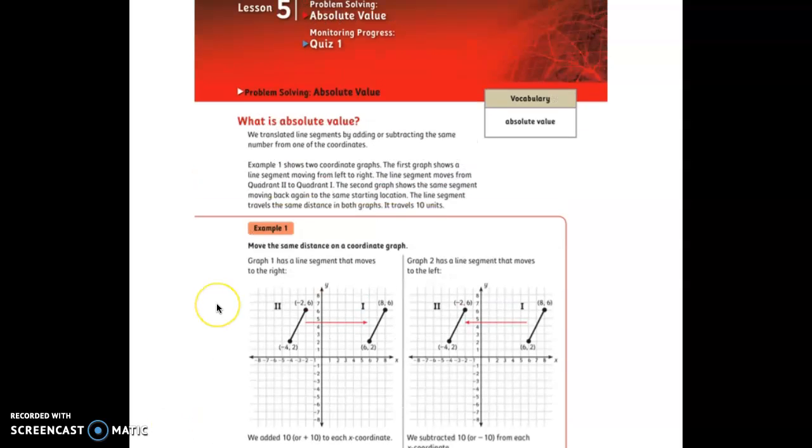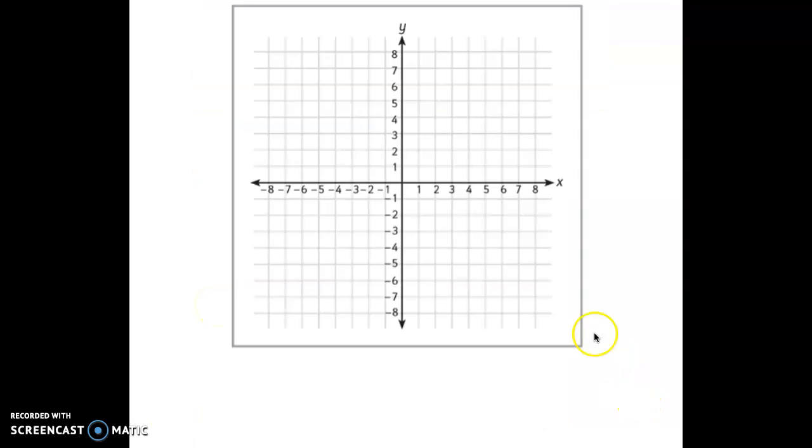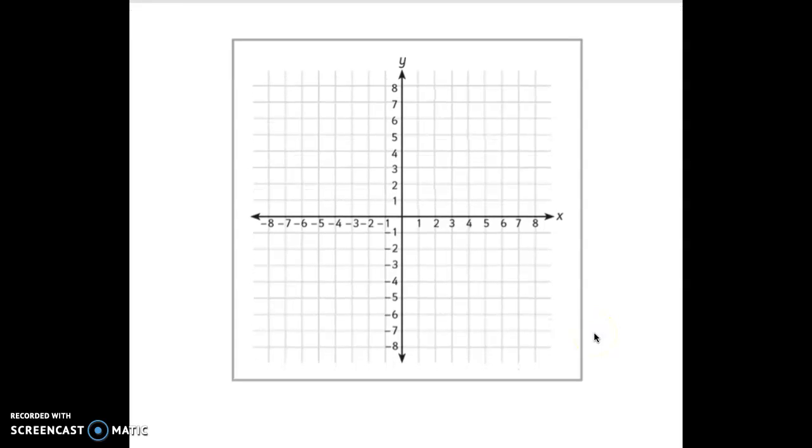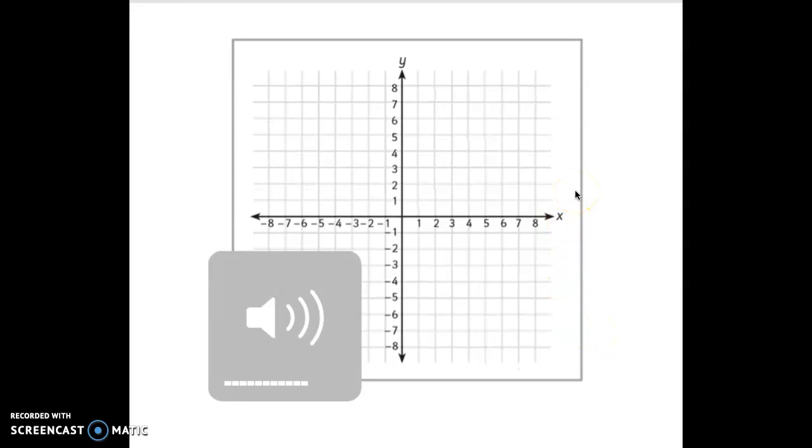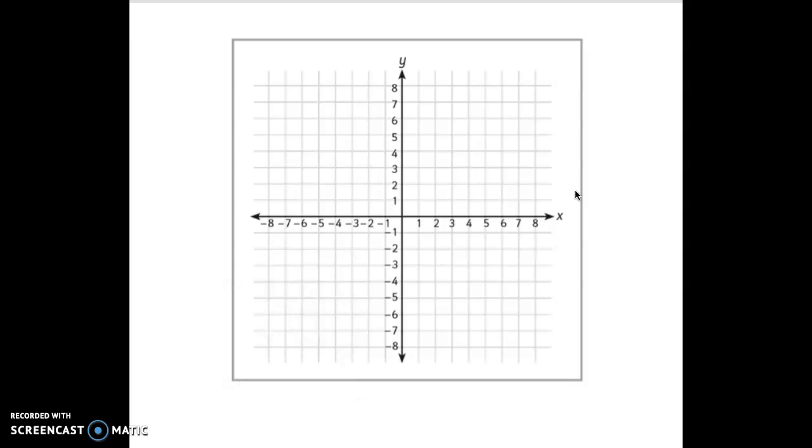What is absolute value? We have used a coordinate graph like this one to translate line segments. Now we'll look at the distance we move a segment on the graph. Right now we have a line segment located in quadrant 2. We move the line segment to the right, to quadrant 1. Because it moved to the right, it moved in a positive direction.